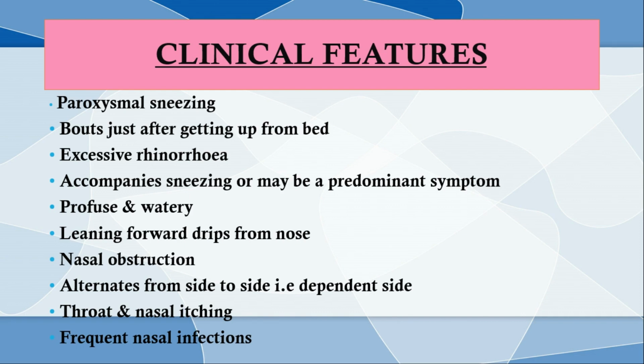Nasal obstruction also occurs in cases of vasomotor rhinitis. It alternates from side to side and is more common on the dependent side, whereas throat and nasal itching is also very common in vasomotor rhinitis, and there are frequent nasal infections which are superimposed on the vasomotor type of rhinitis.